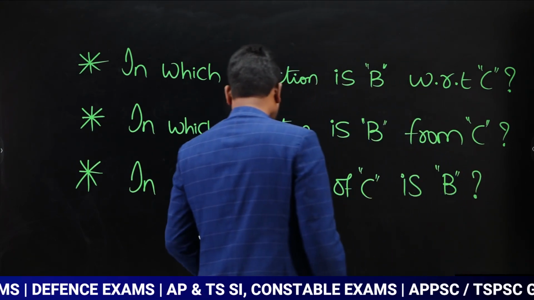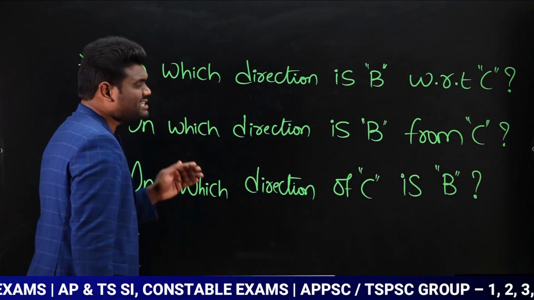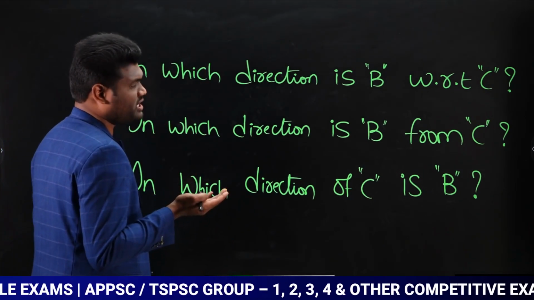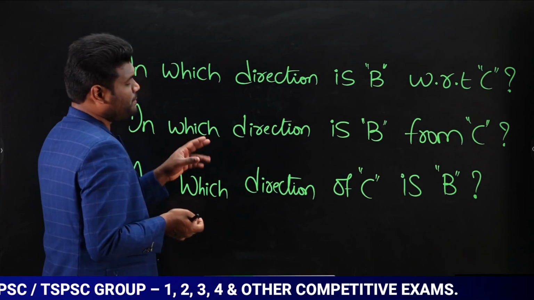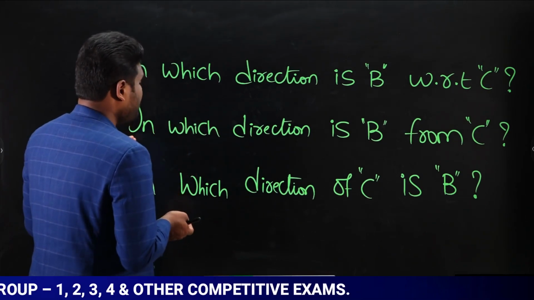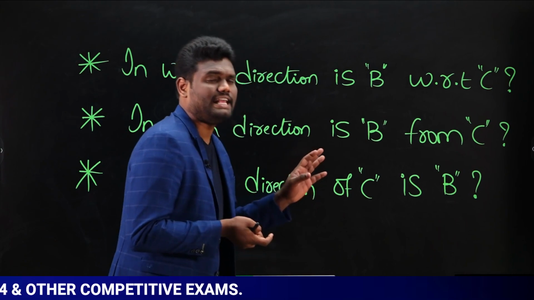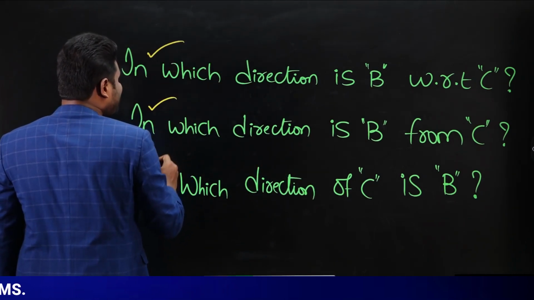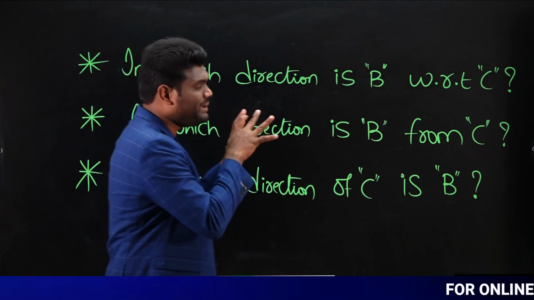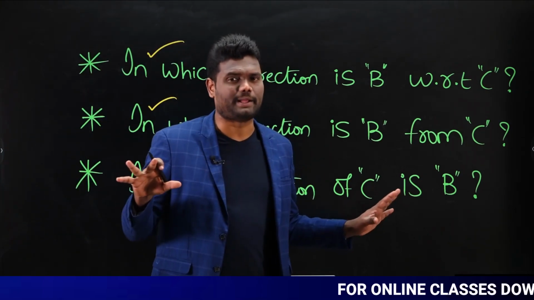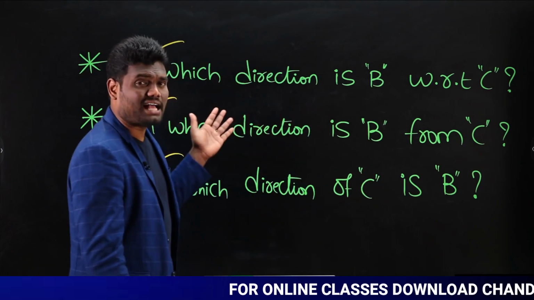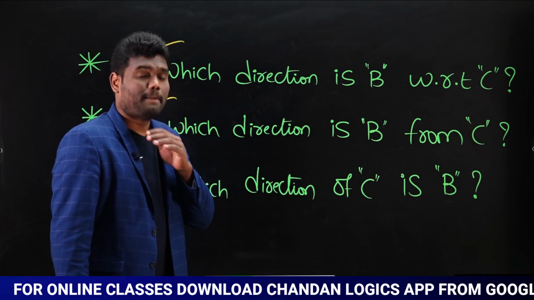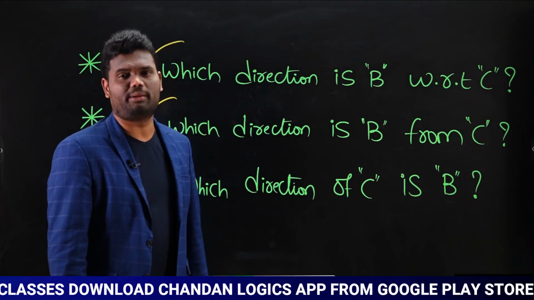Now if you observe, in examination we can expect these three formats. The question will be: in which direction is B with respect to C, or in which direction is B from C, or in which direction of C is B. In all these three, the actual meaning is the same, but the way of asking the question is different.